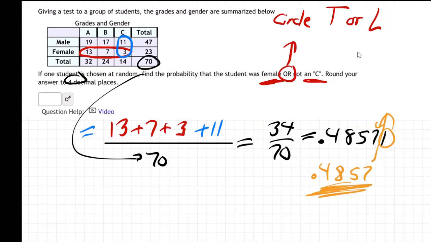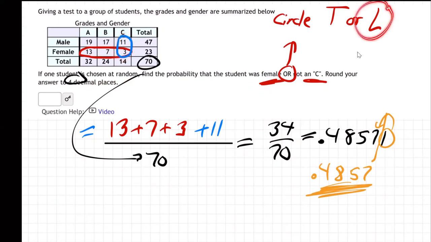In other words, there's a 48% chance, or maybe closer to 49% chance, that a person chosen at random is going to be either a female or somebody that got a C. Because that's 34 of the students. It's all the people that are females. If you said to them, hey, are you a female or got a C? If they're females, they go, yeah. And all these people are people that got C's. So those are all the females and the ones who got C's.